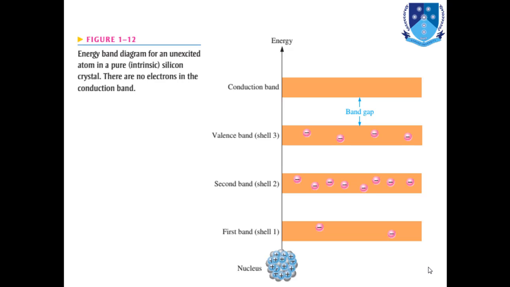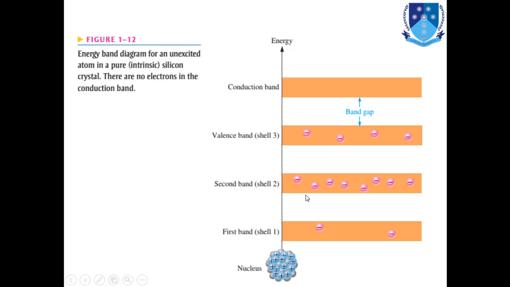Remember that there are no electrons in the conduction band. Here in this diagram we can see that the lower part of this diagram is representing the nucleus. The first band or the first shell has 2 electrons, because we know that the atomic number of silicon is 14. So in the first band or first shell there will be 2 electrons.